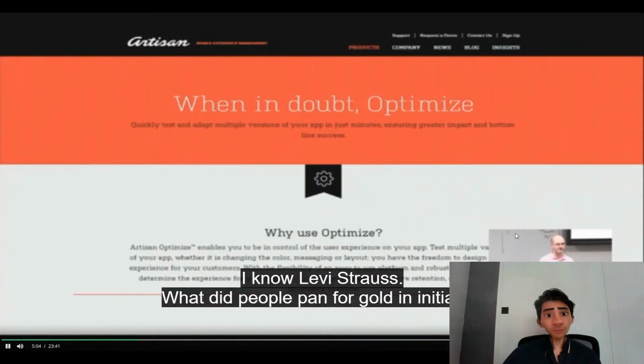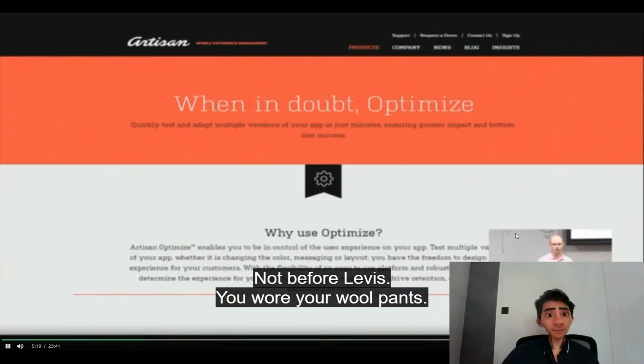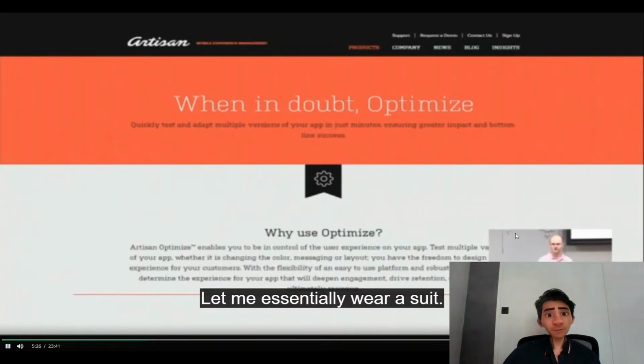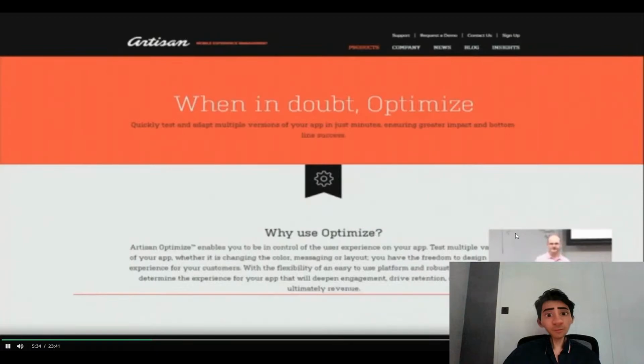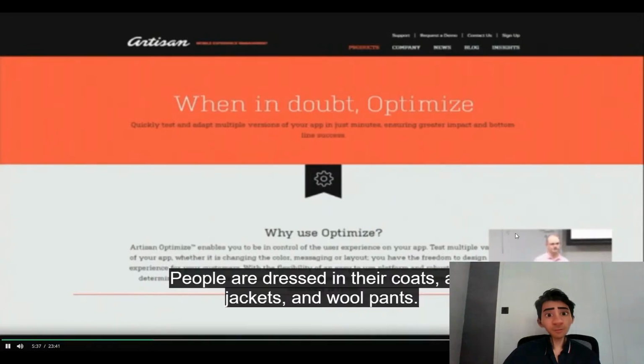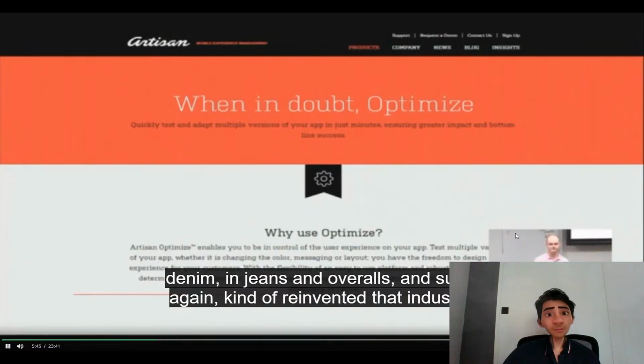I know Levi Strauss. What did people pan for gold in initially? What did you wear? Jeans? Didn't wear jeans. Not before Levi's. You wore your wool pants. Not a pleasant thought. Let me essentially wear a suit. Again, watch these westerns that are set in the early 1800s. People are dressed pretty nice. People are dressed in their coats and jackets and wool pants, and Levi's, with their commercialization of denim and jeans and overalls and such, again, kind of reinvented that industry.